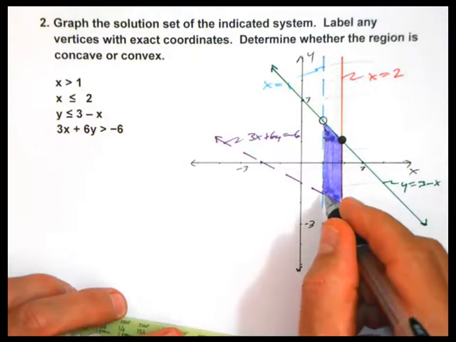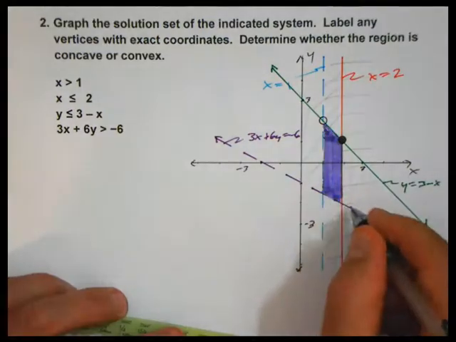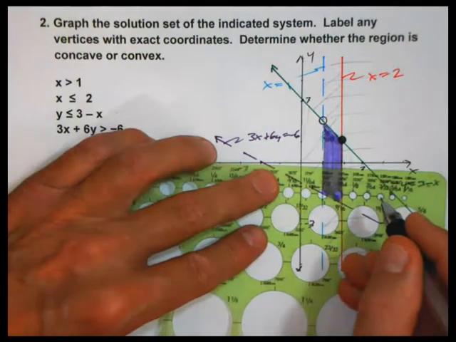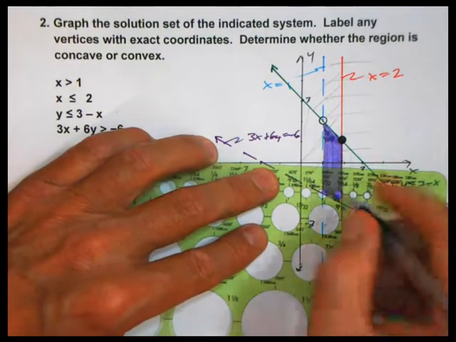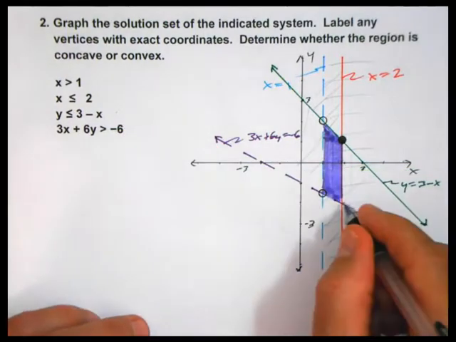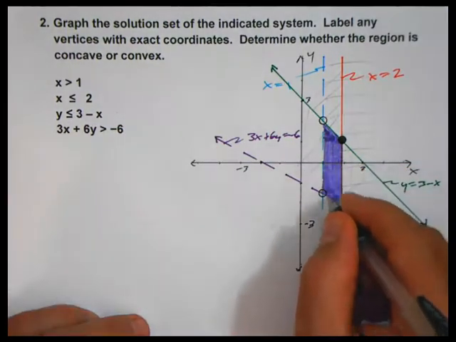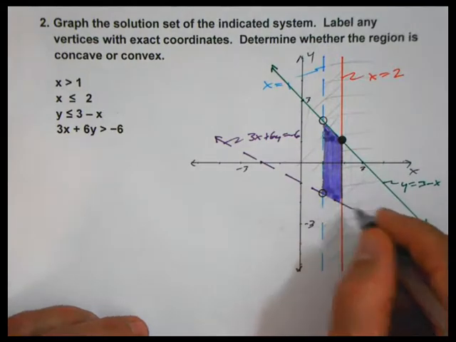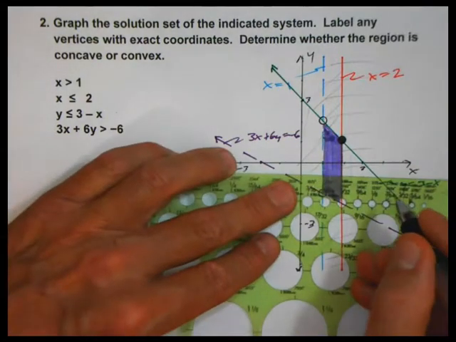Okay, this point here, dashed line, dashed line. This vertex is not actually part of the solution set. Hollow circle. Here, solid line, dashed line. Since it's not part of the dashed line, it's not part of the solution set. Hollow circle.